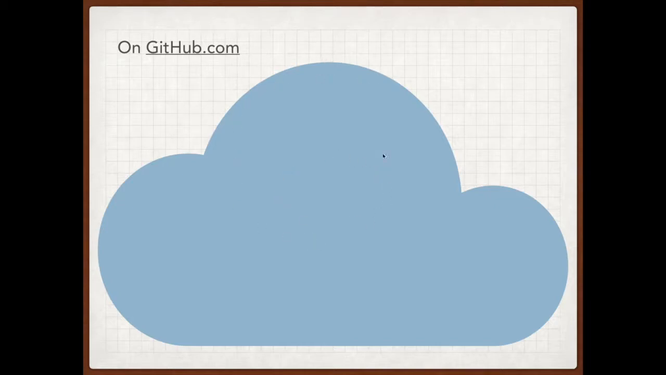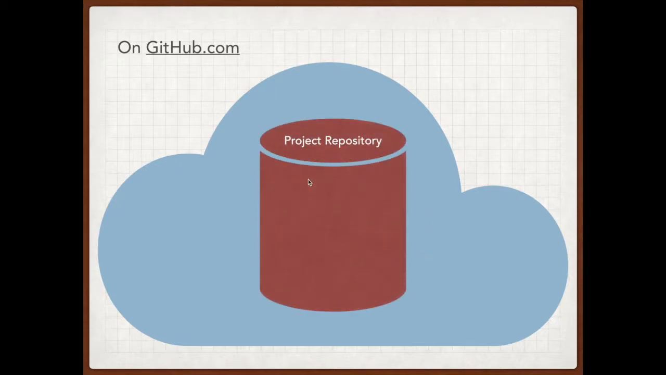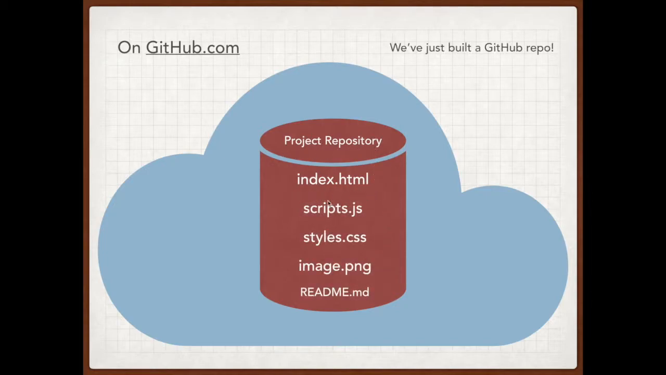This is the cloud, the GitHub cloud, the GitHub website. So this is on github.com. Nothing is on your computer yet, right? It's all up in this cloud. What we're going to do right now is build a GitHub repository. You can think of a GitHub repository as a container that holds all the files for your project.